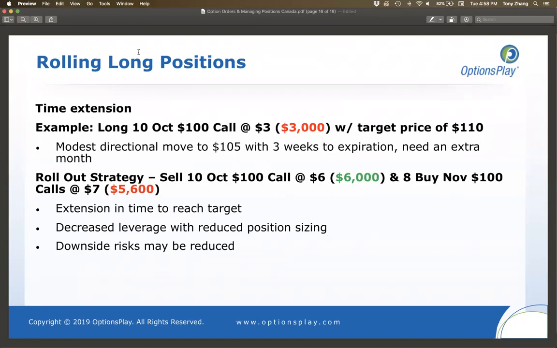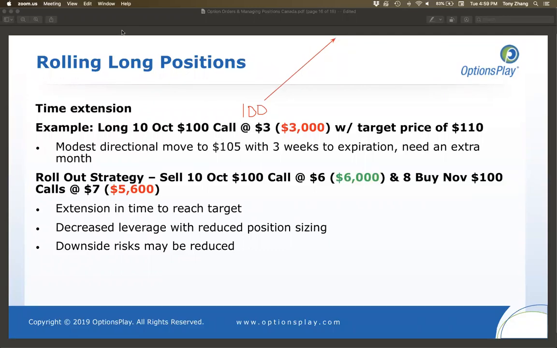The second position trade here is when you need a time extension. So you might find yourself in a similar position where you have a $100 stock. You think the stock is going to move higher, so you buy. In this example, we're buying 10 call options as well.